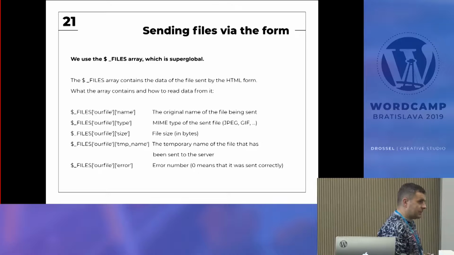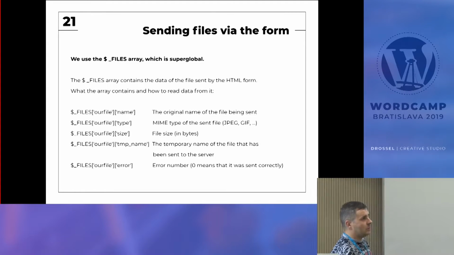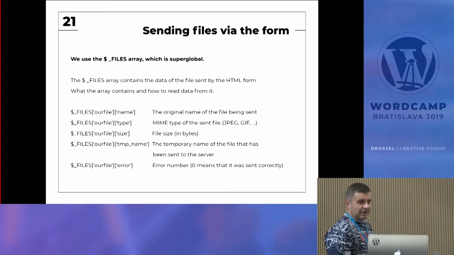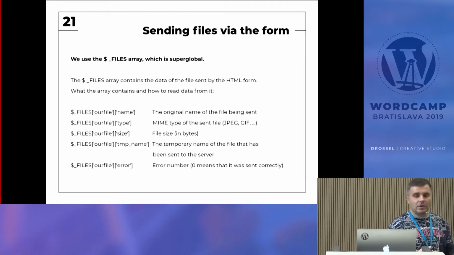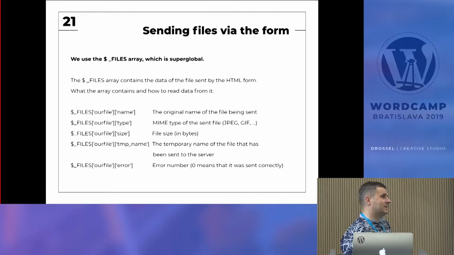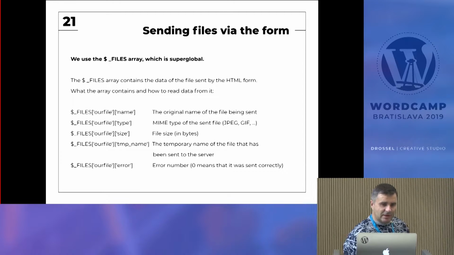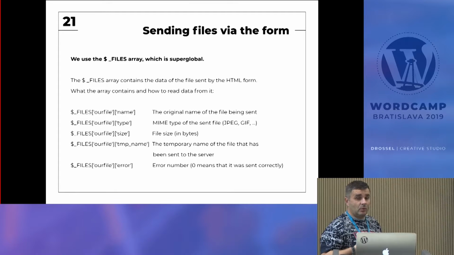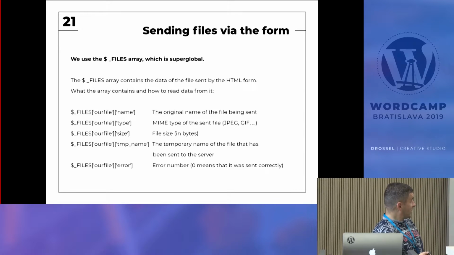We talked about two arrays, GET and POST, and when we send a file in our form, we use a third array. This array is called FILES. And this array is a superglobal too. So when we send files via our form, in this array we have some information about our file. We have the name, type, size, temporary name, or information about the error.